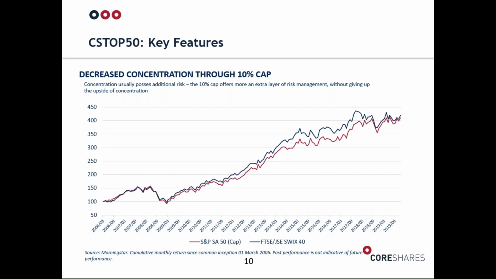Capping each company at 10% is exceptionally important as it decreases the concentration within the fund. Concentration usually possesses additional risk, thus the 10% cap offers an extra layer of risk management without giving up the upside. In this graph, for example, we can see that the performance of the Smart Cap Top 50 is very similar to that of the Swix Top 40 over a 14-year period, yet it still offers lower levels of risk.